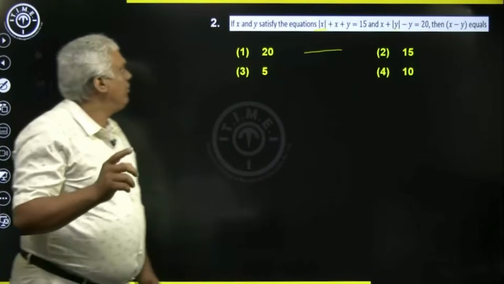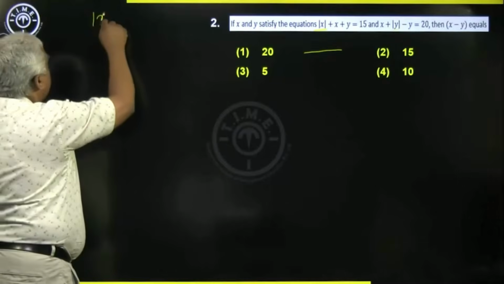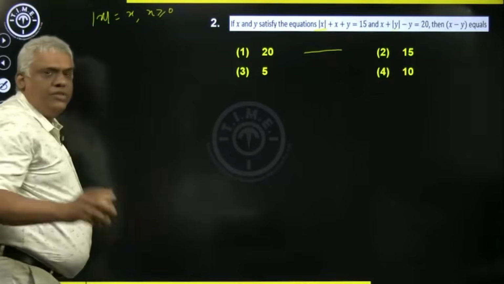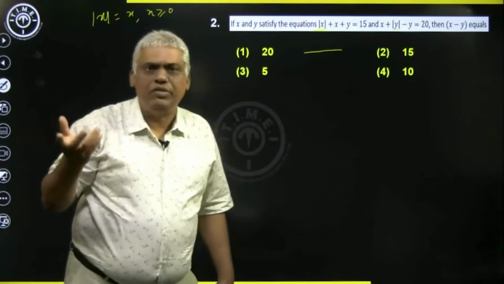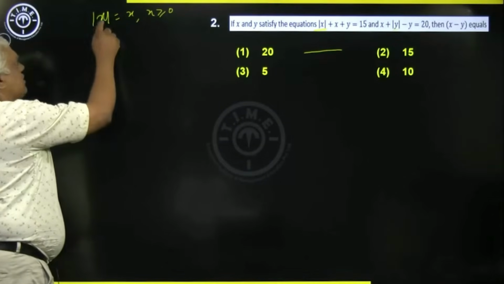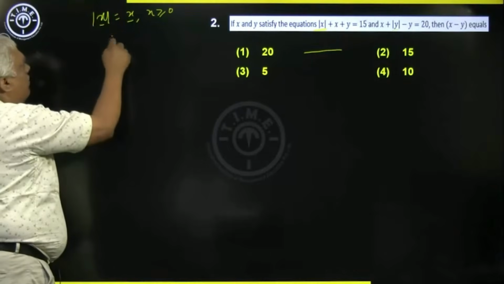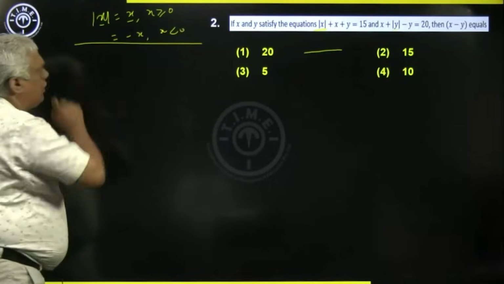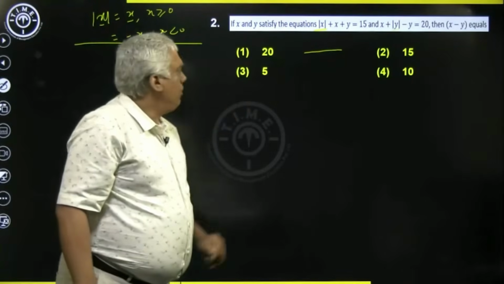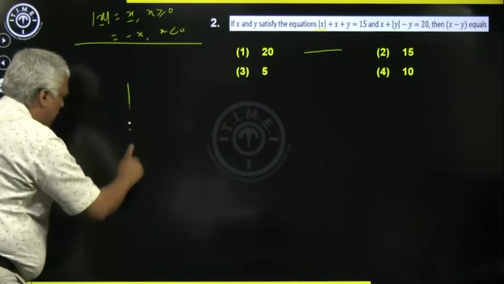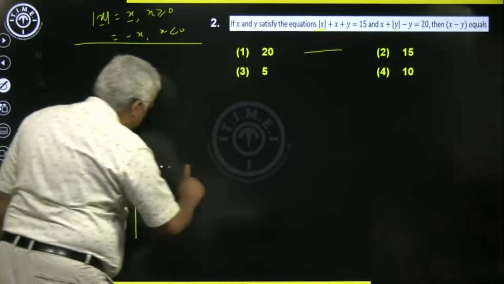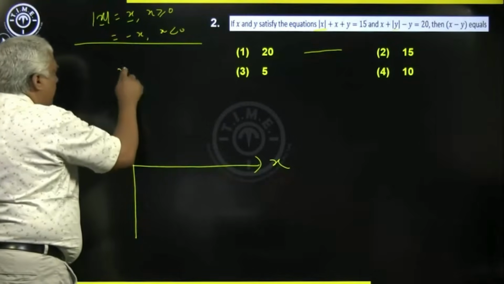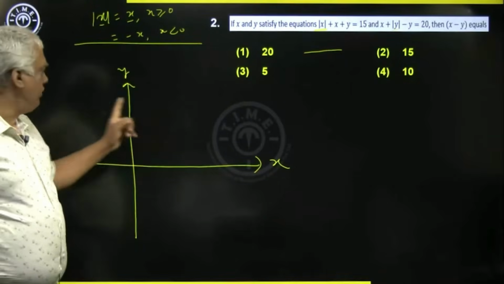So we know that |x| will be x if x is greater than or equal to 0. So if there is a number which is non-negative, positive or 0, |x| will be just copy and paste, and |x| will be -x if x is negative. We know that, right? Now, to solve this, let's make an x axis and y axis. So this is the x axis, this is the y axis, this is the first quadrant, second quadrant.